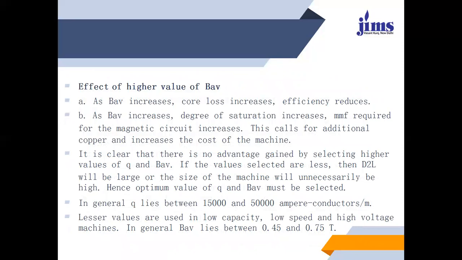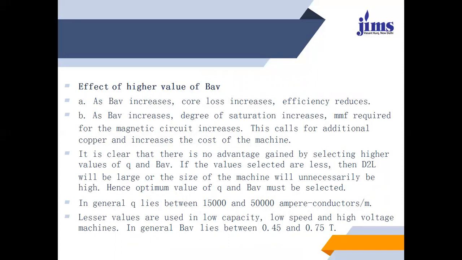Now, the effect of a higher value of B average. As B average increases, core losses increase and efficiency reduces. As B average increases, the degree of saturation increases, and MMF required for the magnetic circuit increases. This calls for additional copper and also increases the cost of the machine. It is clear that there is no advantage gained by selecting higher values of q and B average.